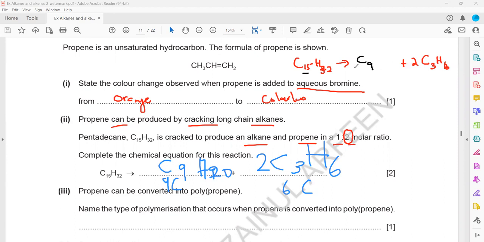9. And there are 32 hydrogen and out of 32, we use 6 multiplied by 2, 12. So out of 32, if we use 12, how many are we left with? We are left with 20. So if you want to complete, it will be C9H20 and 2 molecules of C3H6.